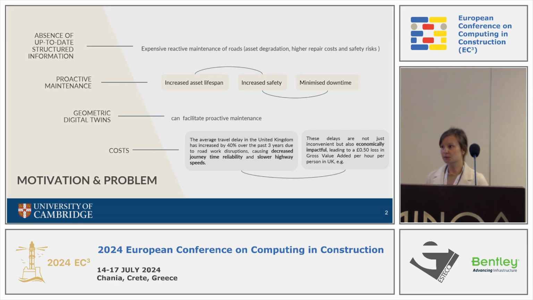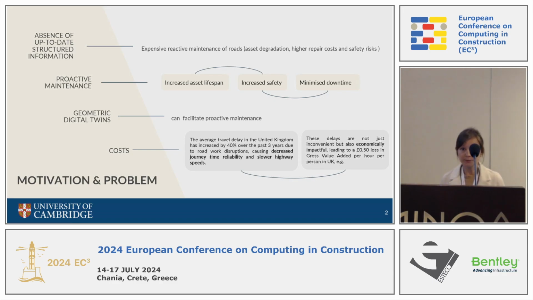So I would like today to talk about the critical issue of road maintenance and why relying on reactive maintenance is quite detrimental. As you can see from the slide, reactive maintenance, meaning addressing issues after they've already occurred, is quite expensive. It leads to faster asset degradation, higher repair costs, and also imposes safety risks.